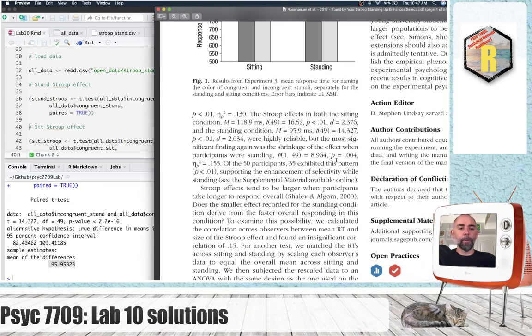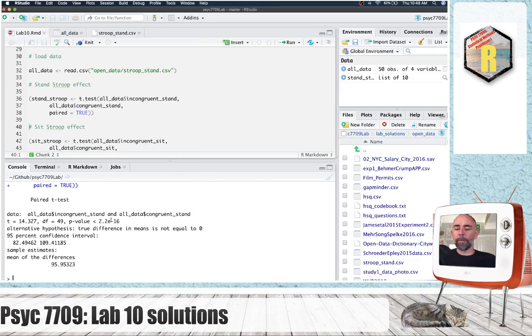Let's see what we find. Right up here, the t-value is 14.327, and the p-value is very small. They just put 0.01. It's smaller than that, but we can see it's very small, the same degrees of freedom. So we were successful in reproducing the t-test for the standing items.